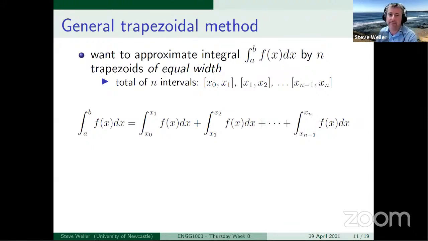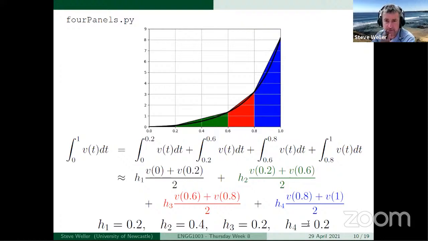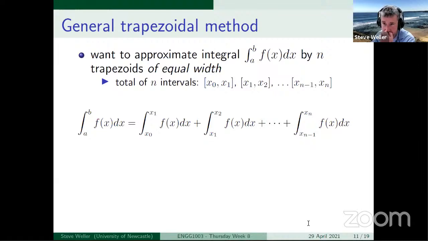General trapezoidal method is we want to approximate an integral between the limits of A and B by n trapezoids of equal width. And so instead of choosing the particular numbers that you've seen with this concrete example, we're going to choose constant width intervals that run from x0 to x1, x1 to x2, x2 to x3, x3 to x4, and so on up to x(n-1) up to xn. The first time we run the code that you're going to see very shortly, we're going to start with 4 panels, 4 equally spaced panels.